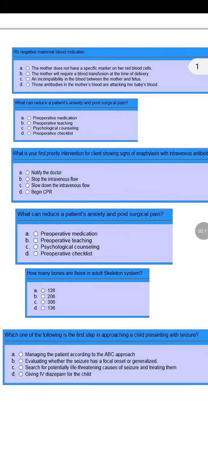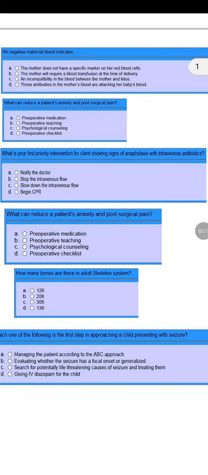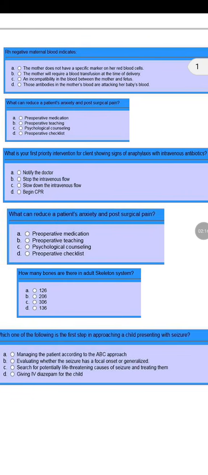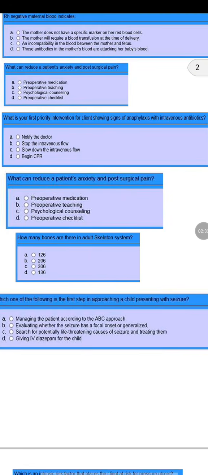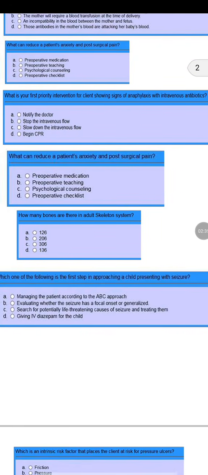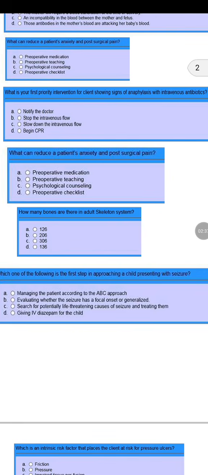What is your first priority intervention if a client shows the sign of anaphylaxis with an intravenous antibiotic? Stop the intravenous flow. What can reduce patient anesthetic and post-surgical pain? Preoperative teaching.